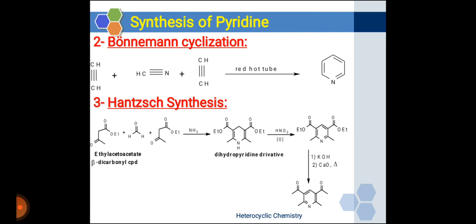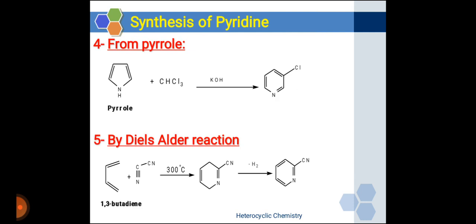Then from pyrrole. Pyrrole is a 5-membered ring nitrogen compound. It reacts with chloroform, CHCl3, in presence of a base, here I have taken potassium hydroxide, to form the 2-chloropyridine derivative molecule. Again it reacts with a particular reagent to form the pyridine-like structure.